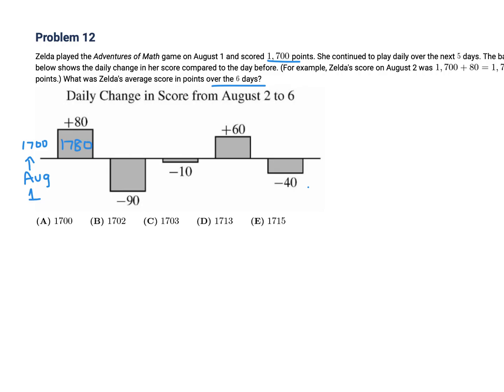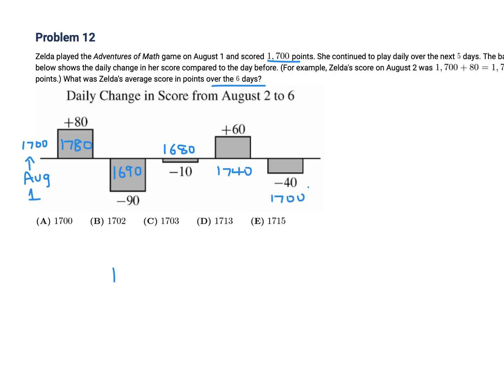And then 1,780 minus 90 would be 1,690, correct? Yeah. And then 1,690 minus 10 would be 1,680. And then 1,680 plus 60 is 1,740. And then minus 40 brings it down to 1,700.